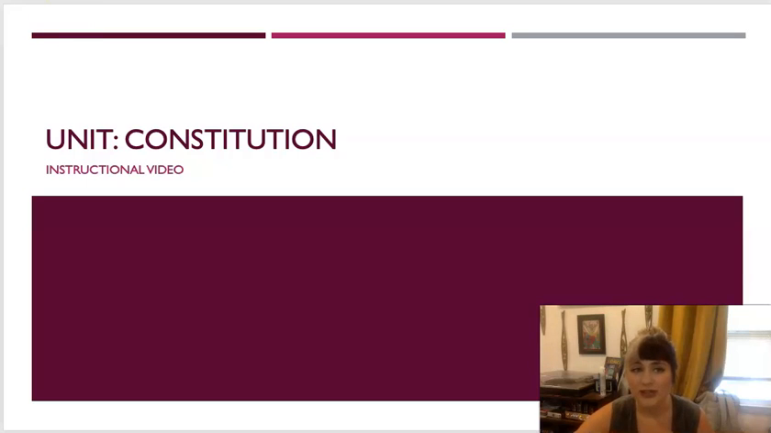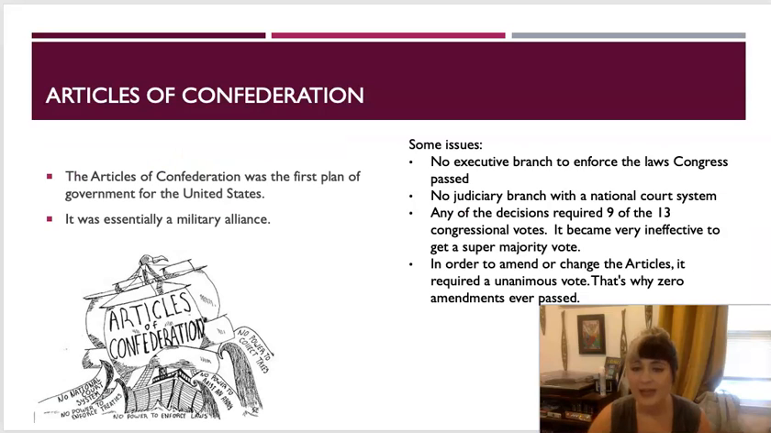All right. So first things first, let's recap a little bit about the Articles of Confederation. This was the first plan of government for the United States, but it really didn't do a whole lot of government stuff. It was mainly a military alliance between the states. Now, it did get the new country through the American Revolution, but afterwards they're going to notice some weaknesses and some problems that are going to lead to us eventually getting the Constitution.